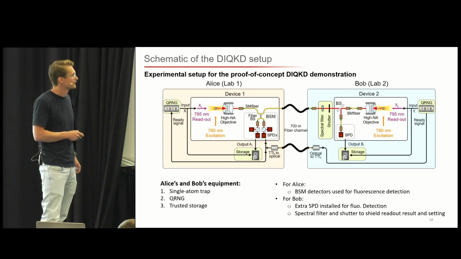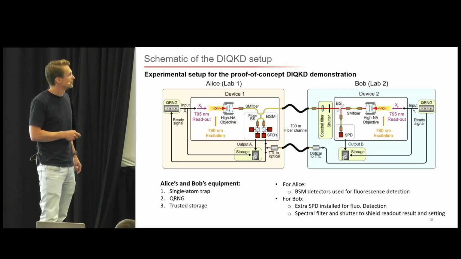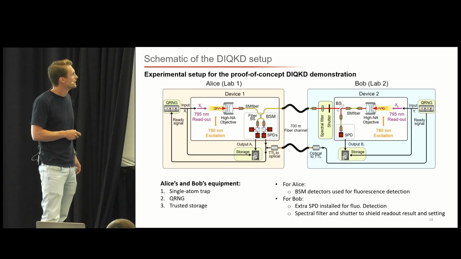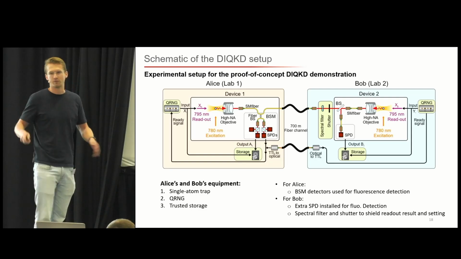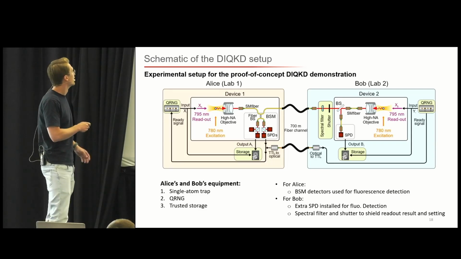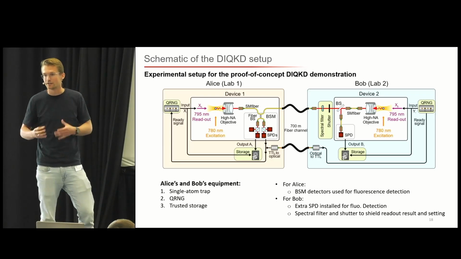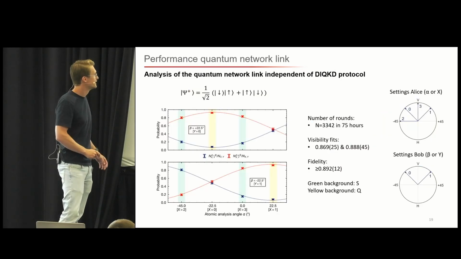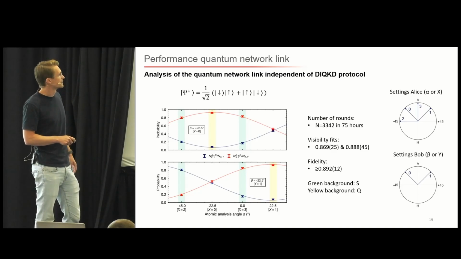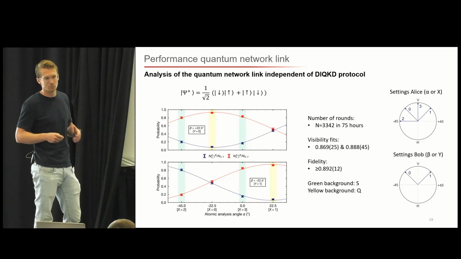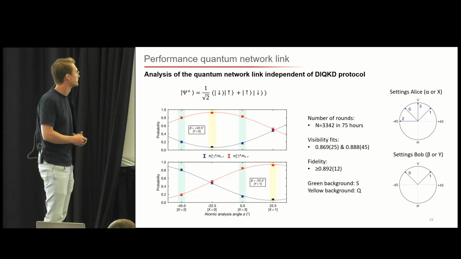And also for the fluorescence detection, after a readout event, there's 780 light also nicely leaving the laboratory. So therefore, we closed the shutter before starting with the fluorescence readout. At Alice's side, this was not necessary because the photons do not leave the device actually, because the BSM is included in the device. So then we let our experiment run for 75 hours. We get more than 3,000 entanglement generation events.